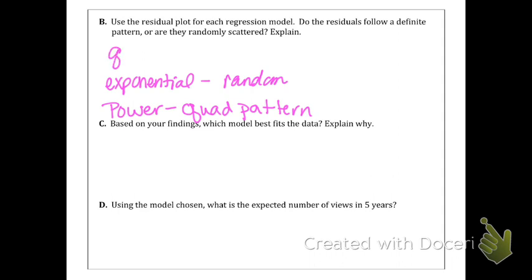Then go through and run your quadratic regression again. And then go to graph so we can look at those residual values. And again, that one's going to be kind of random looking.